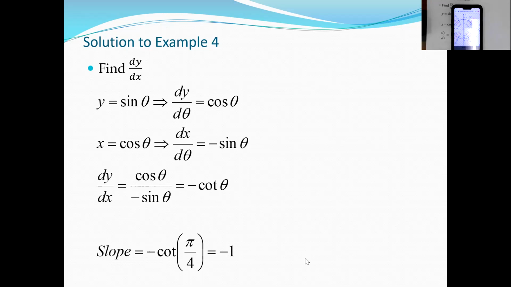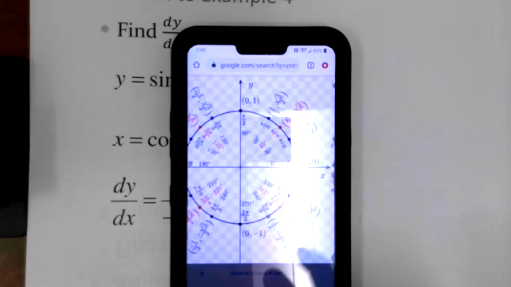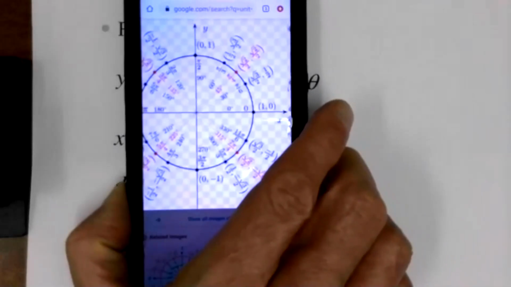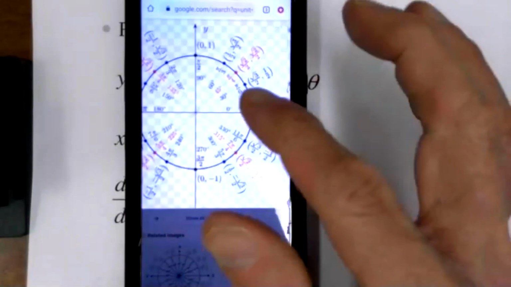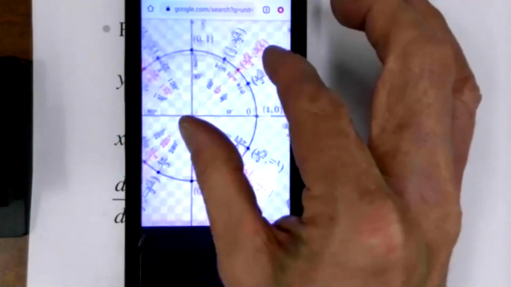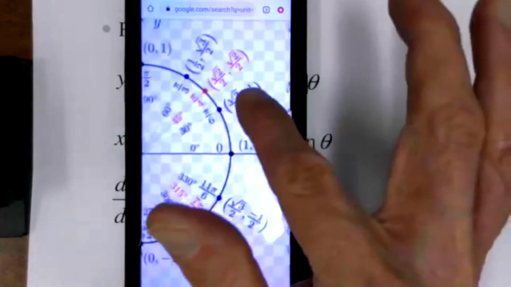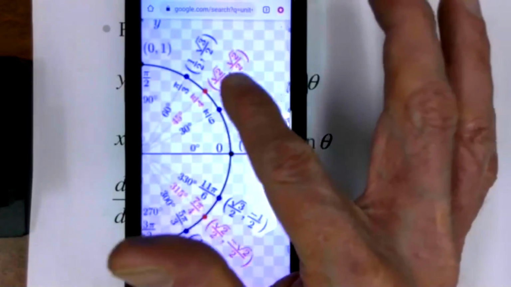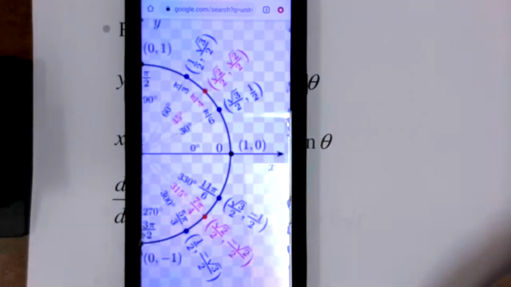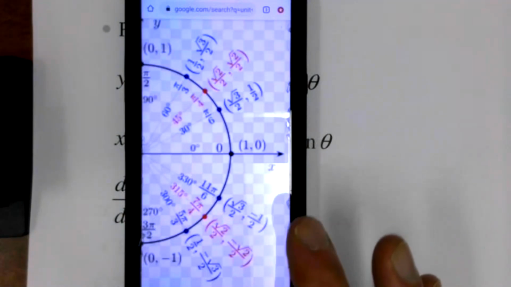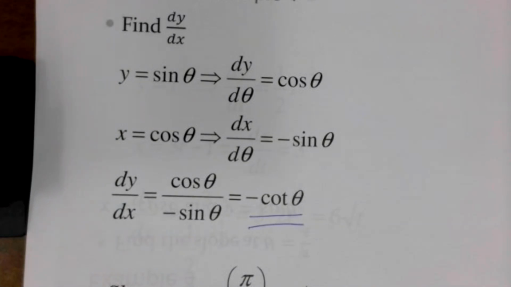Here, just for a second. If I can find a place where I don't have so much glare, I think that's good enough. You can kind of read it. But at pi over 4, look what happens. Both sine and cosine are square root of 2 over 2. So that's basically going to divide out and be 1.